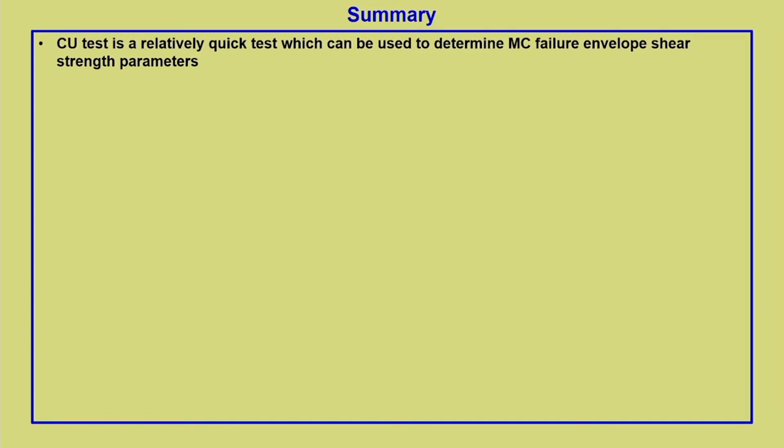So, the CU test is a relatively quick test which can be used to determine the Mohr-Coulomb failure envelope shear strength parameters. We know that for clays drainage is poor, and it takes weeks or maybe even months to complete a consolidated drained test if we conduct it with the condition that pore water pressure does not generate. So, practically it is not possible to conduct a drained test in clays whose permeability is low.